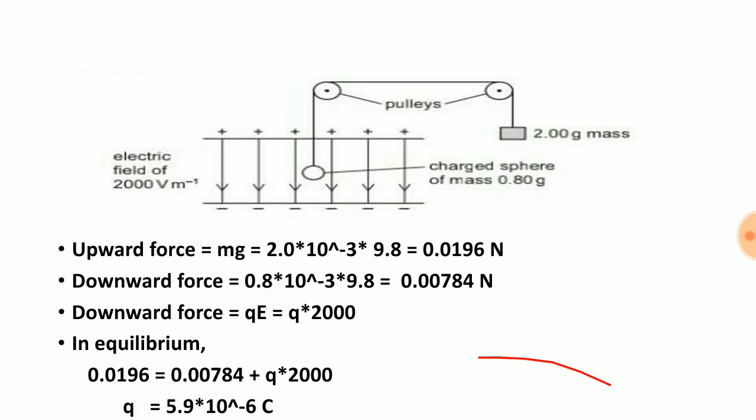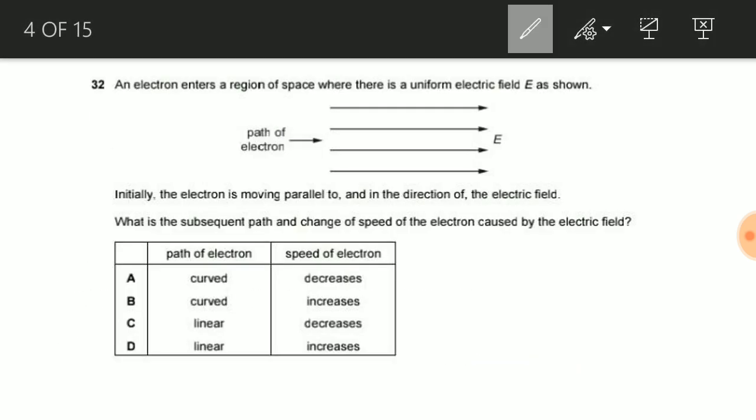Now let us move to question number 32. In this question, this is an electron. This electron is entering in this electric field. If you see this electric field, this part must be positive, this must be negative because of this arrow. If the electron is just entering in this field, because of the positive polarity of this plate or this side, the motion of the electron will decrease, and then will decrease linearly back.